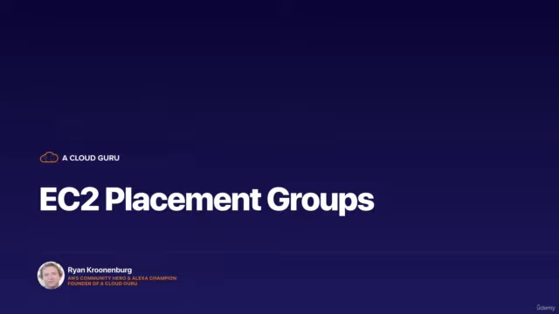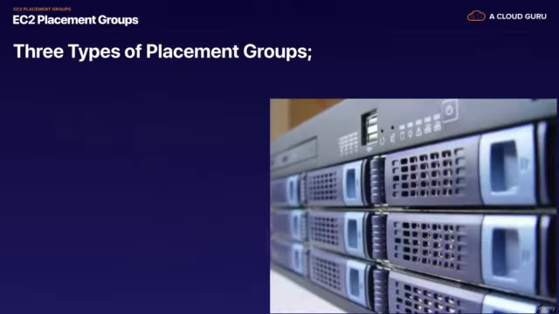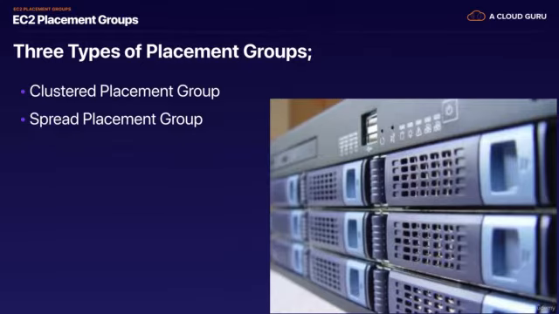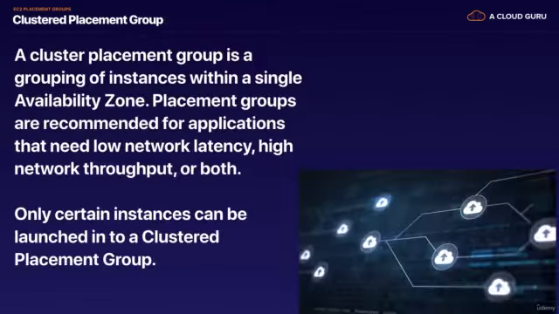So what is a placement group or an EC2 placement group? Well, it's pretty obvious from the name actually. It's just a way of placing your EC2 instances, and there are 3 different types of placement groups. We have our clustered placement groups, our spread placement groups, and then our partitioned placement groups. And we'll go through each one individually. We'll start off with the easiest.